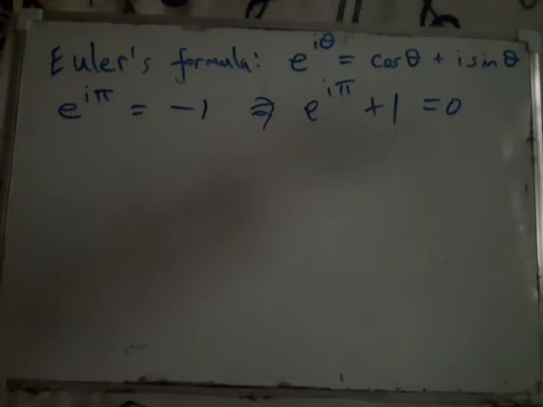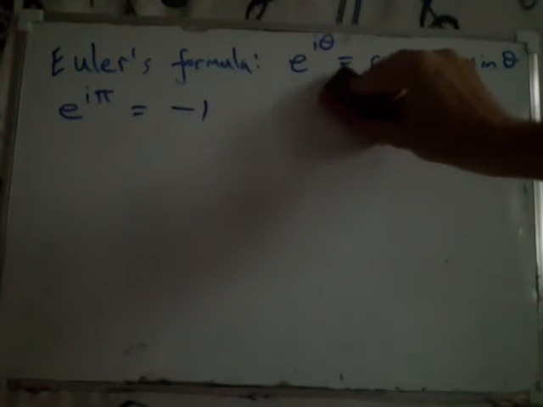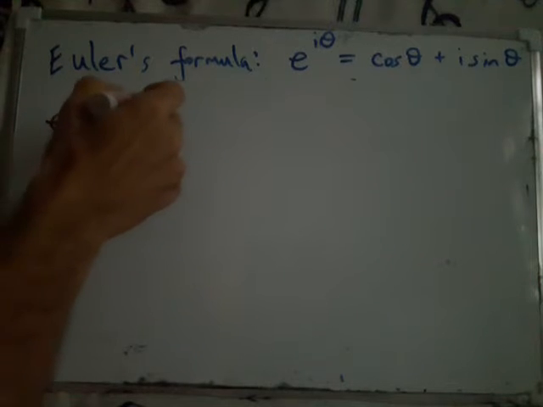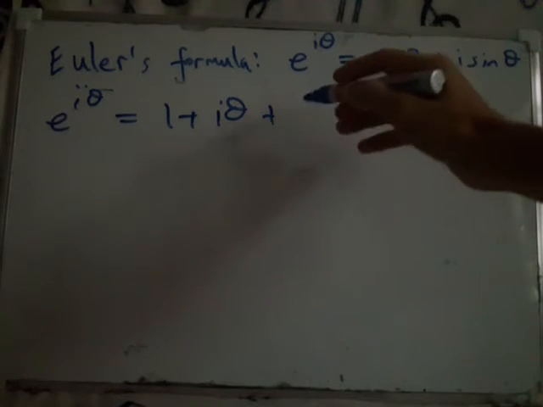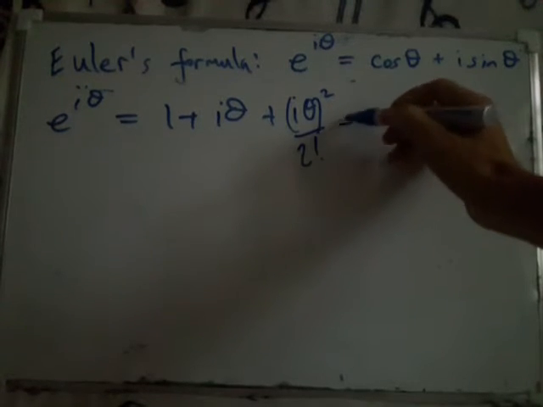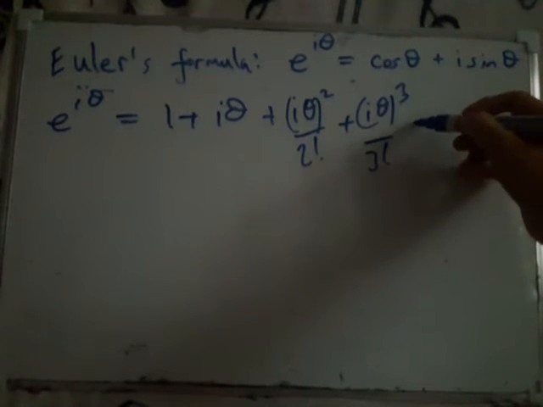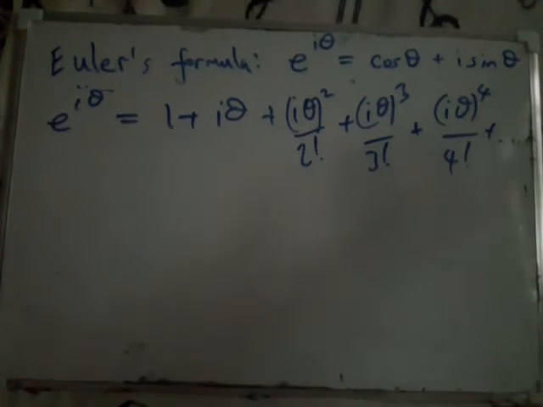Anyway, where does Euler's formula actually come from? Well, one way to obtain it is simply from the Taylor expansion of e to the x. So e to the i theta is 1 plus i theta plus i theta squared over 2 factorial plus i theta cubed over 3 factorial plus i theta to the power 4 over 4 factorial plus etc.